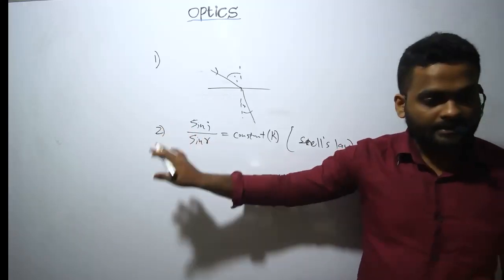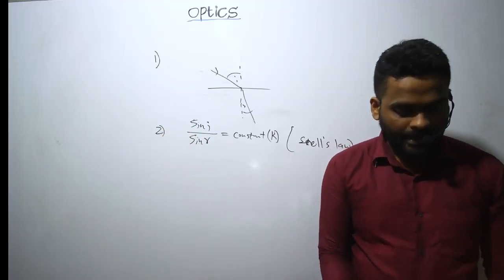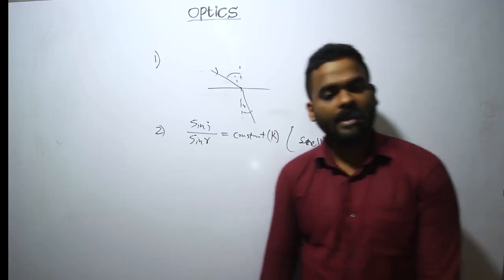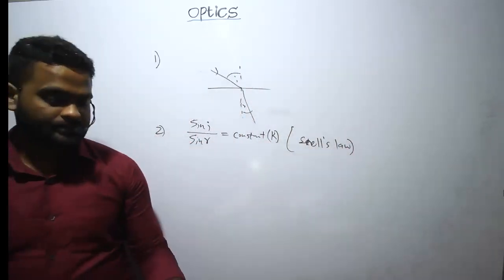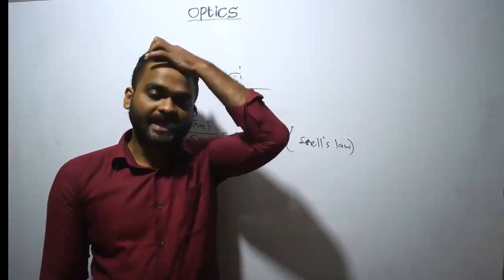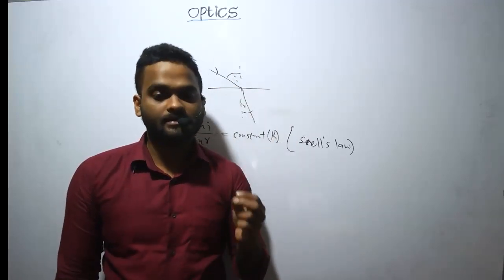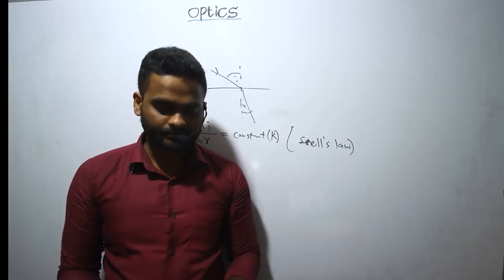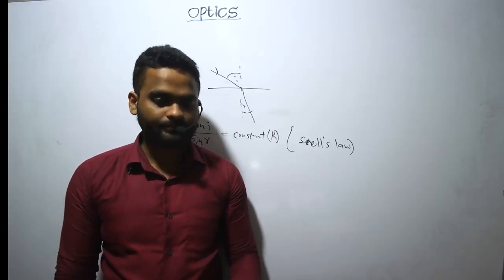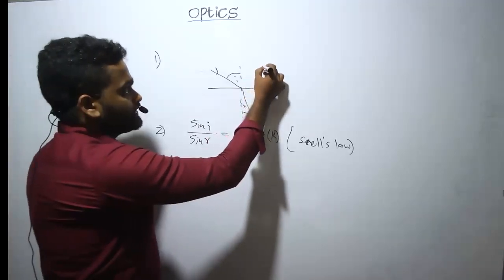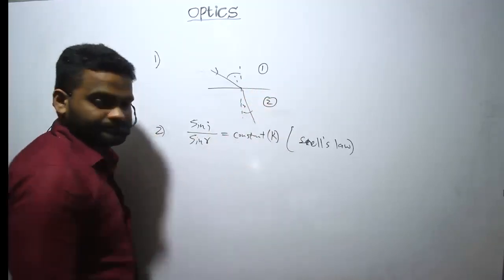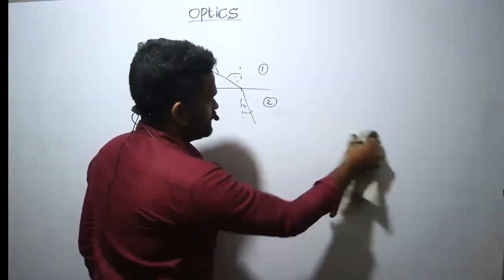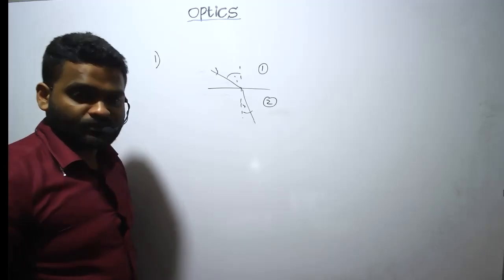Okay. Under this, hence the refractive index of second medium, hence the refractive index of second medium relative to first medium. So let's say this is first medium, this is second medium. So that expression we can denote like this, right?